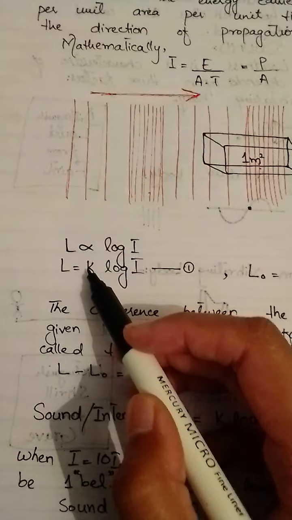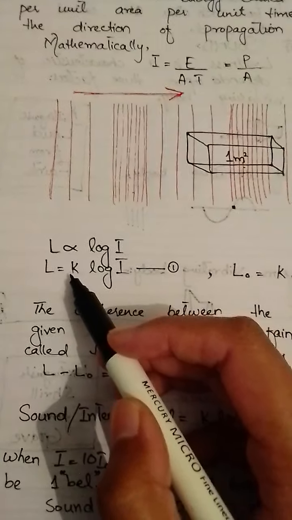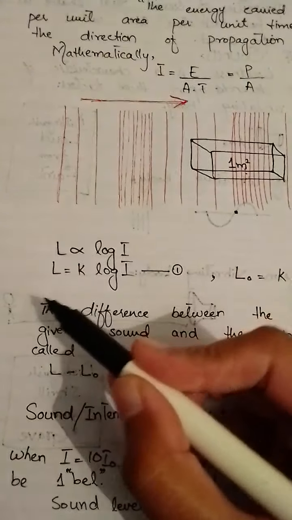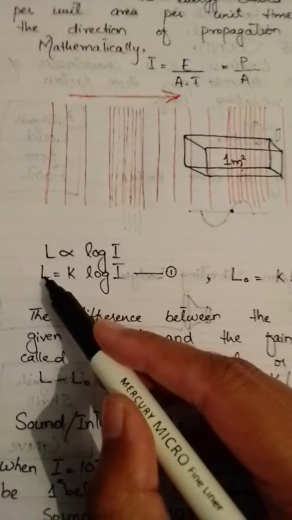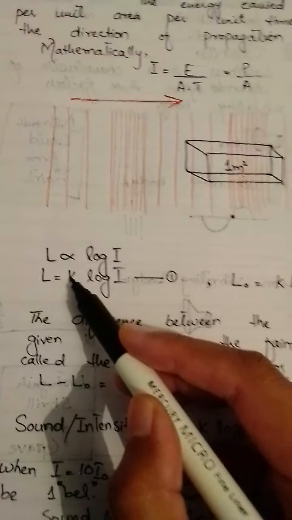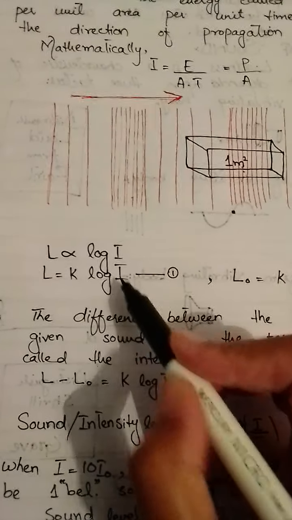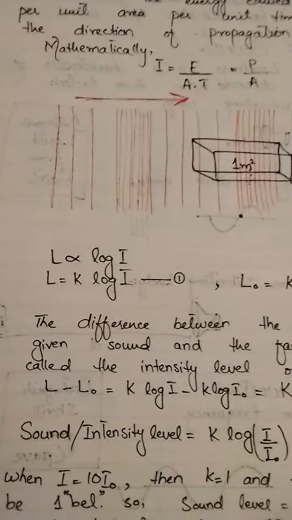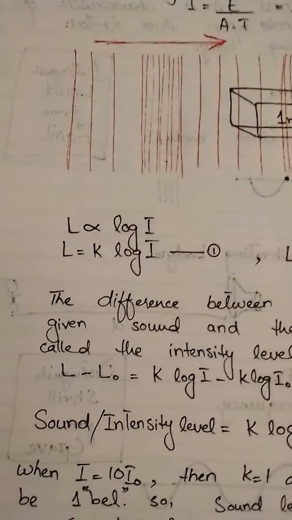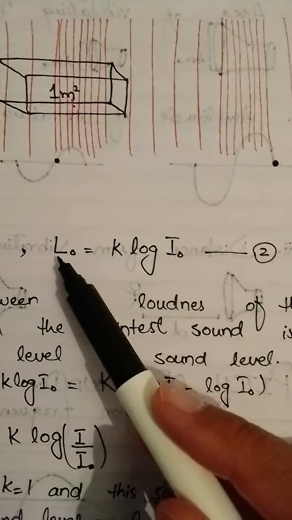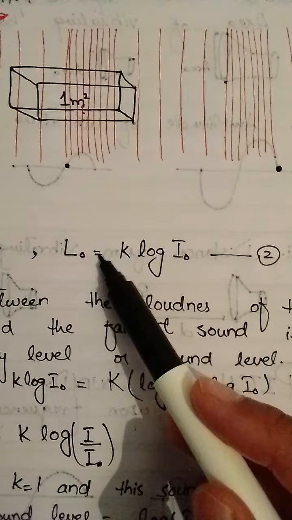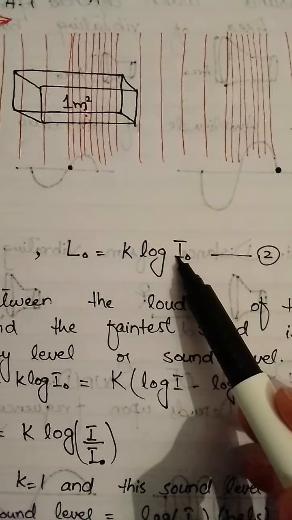Okay. So removing this proportionality sign, we will get k. K is the constant of proportionality, nothing else. L is the loudness of the given sound, which is equal to k, which is a constant, times log of the intensity I of that sound. Okay, so we call this equation number 1. And we take another equation number 2, which is L naught equals k times log of I naught.